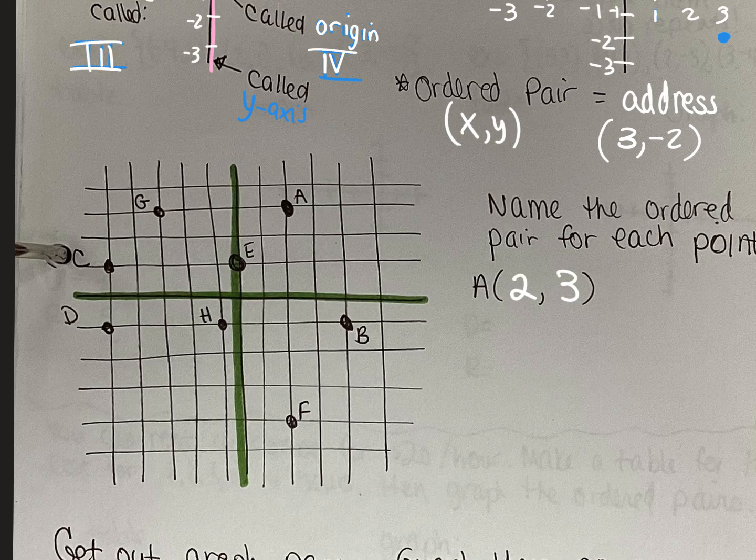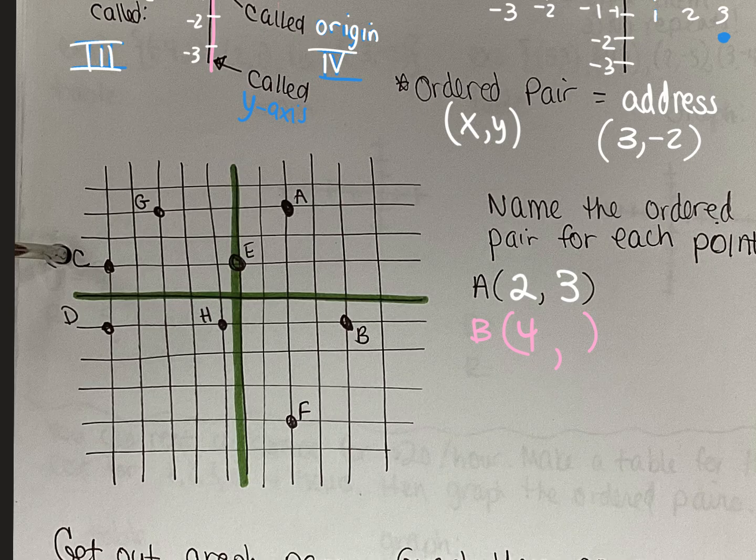Okay, let's do B. Starting at the origin. Am I going to go left? Nope. Am I going to go right? Yes. I'm going to go right. 1, 2, 3, 4. Remember, I'm counting the lines. So that's +4. Now that I've gone +4, I have to go up or down. I'm going to go down 1. Down 1 is -1.